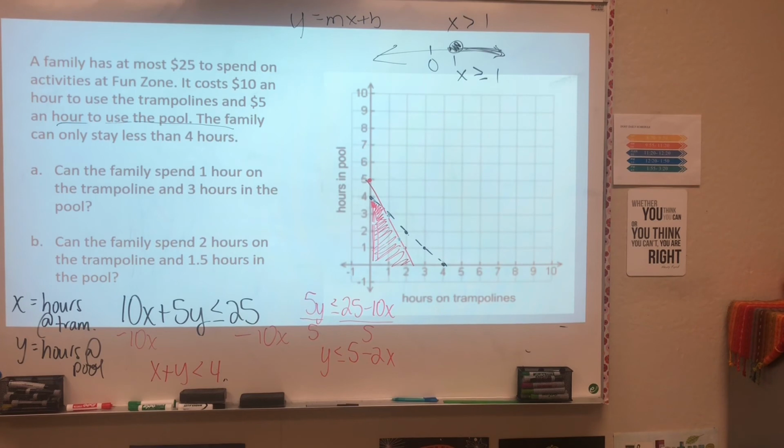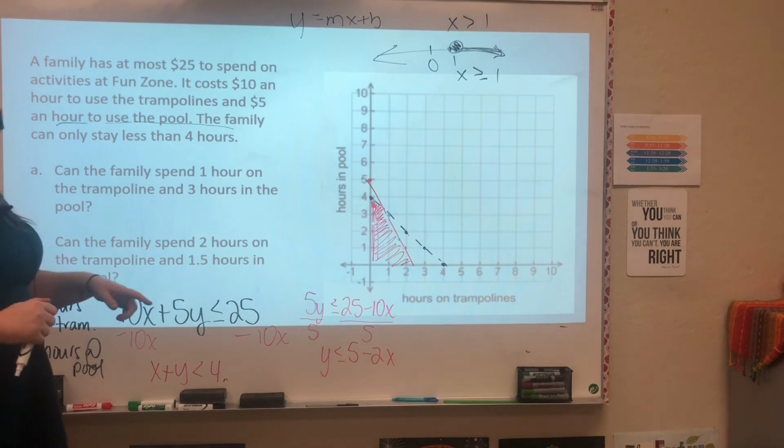Can they spend 2 hours on the trampoline and 1.5 hours in the pool? No. Tell me why. Because they exceed their cost limit. Ooh, how'd you know that? Because it costs $10 to be with the trampolines for an hour, and that's 2 hours, that's $20. And then $5 for an hour at the pool. And if they go for 1.5 hours, it'd be like 27. So you just did all the math in your head that quickly?